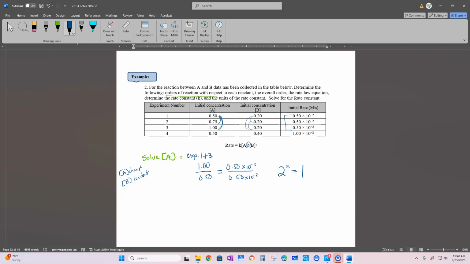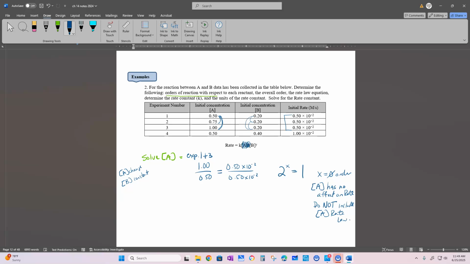Well, now here's your question. 2 to what power is 1? Well, that's zero order. And if anything is zero order, that means the concentration of A has no effect on rate. So if it has no effect on rate, do not include A in the rate law, because if it has no effect, there's no purpose to put it in the rate law. So this A is going to be gone.